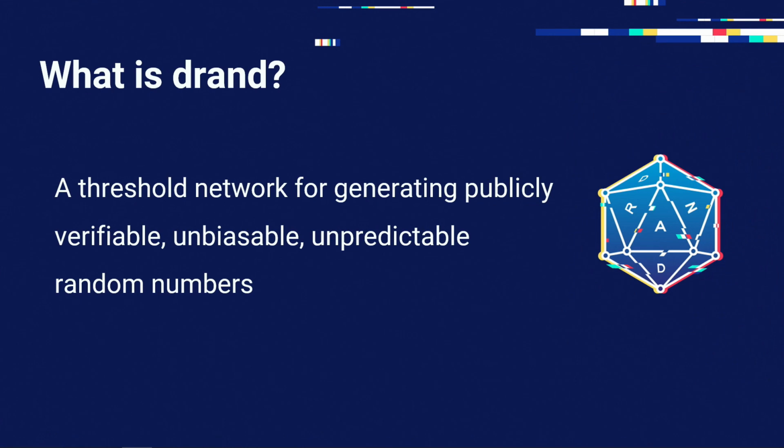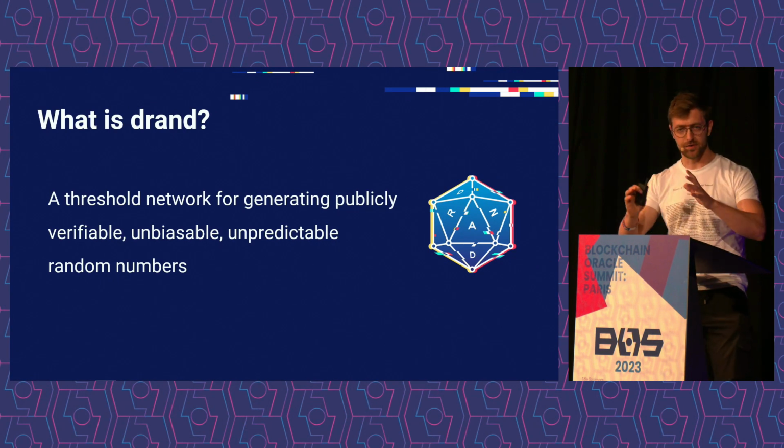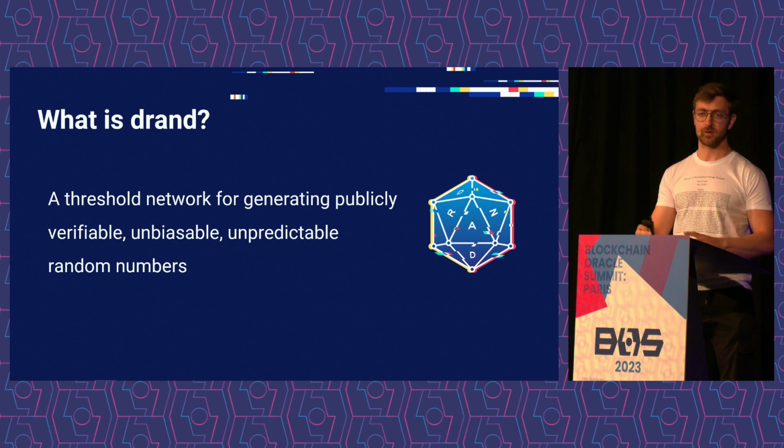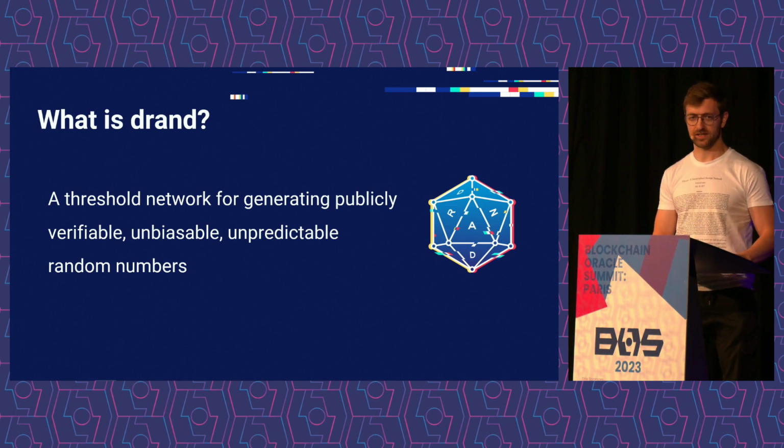So what is DRAND? Well, it's a threshold network for generating publicly verifiable, unbiasable, unpredictable random numbers. I've gone into the threshold aspect of that a little bit already. We've discussed that publicly verifiable is super useful on chain, and because the random number is in essence a signature, we can use all the usual suspects for verifying signatures that we're all used to, rather than having to rely on some hard to figure out VRF.